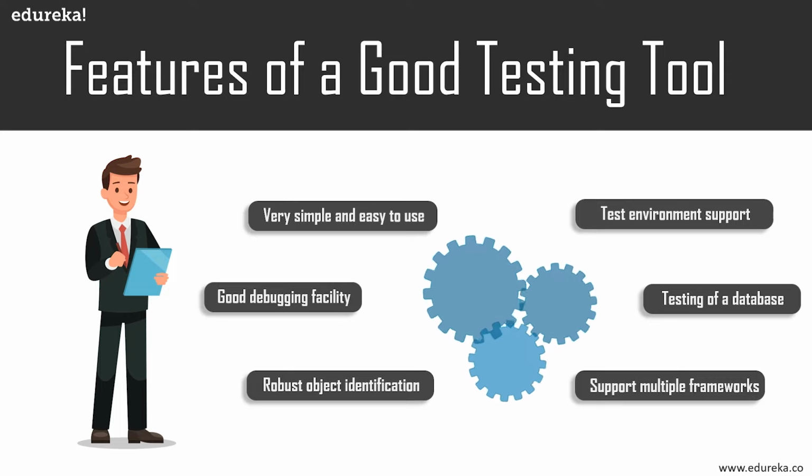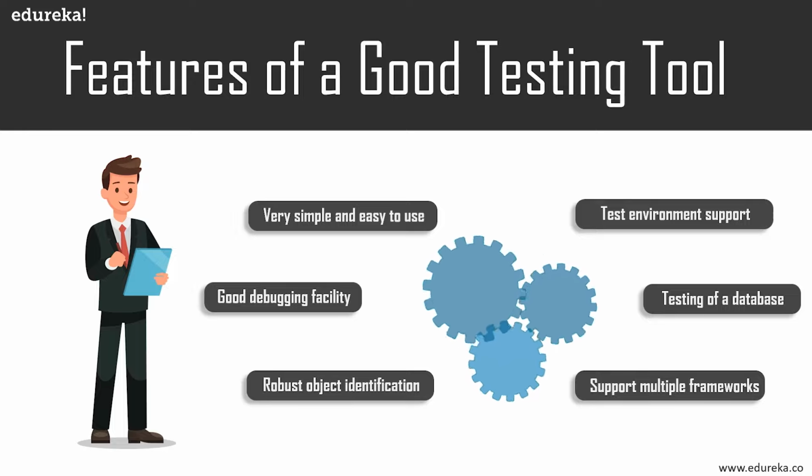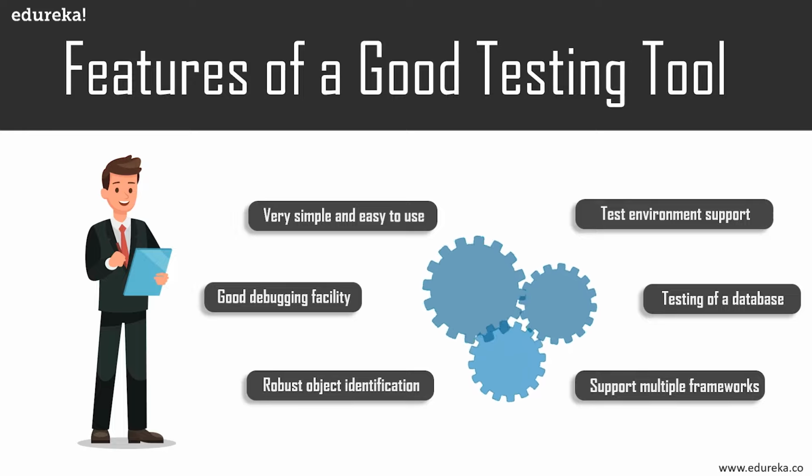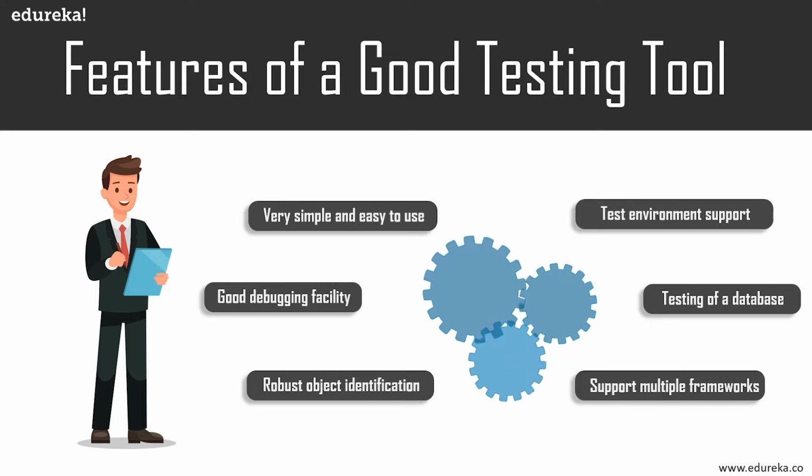It should include features for implementing checkpoints to verify values, databases, or key functionality of your application. A good tool should support record and playback test creation as well as manual creation for your automation tests. Apart from that, a good testing tool should have a good debugging facility. Additionally, the tool should provide detailed failure logs so that any script error can be easily identified and fixed without a lot of time. It should offer robust object identification, and object and image testing abilities. It should also support testing of a database.